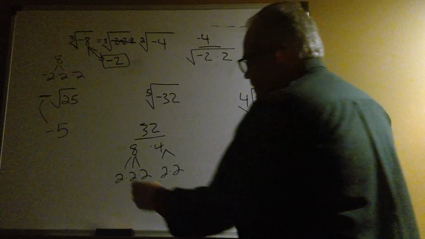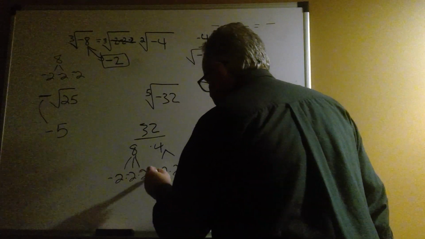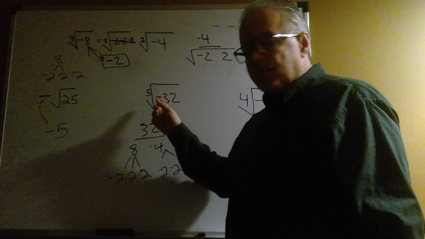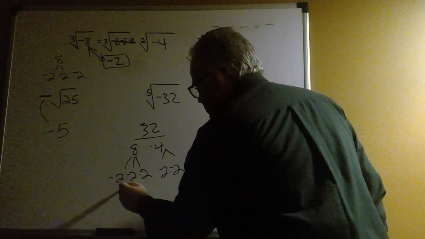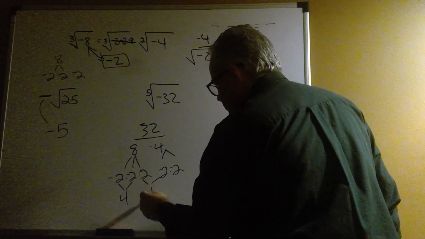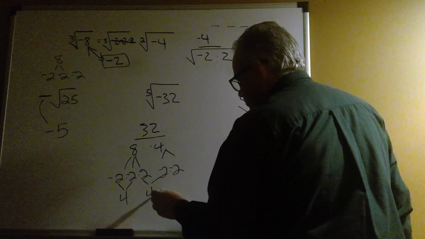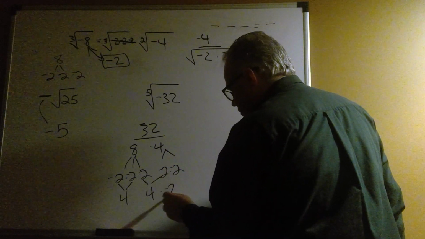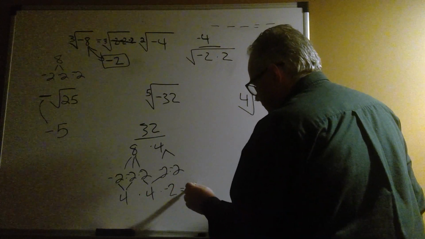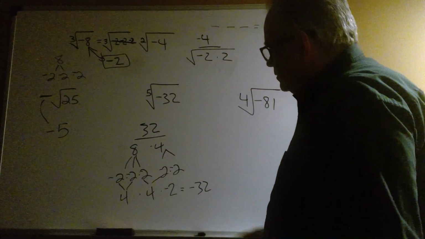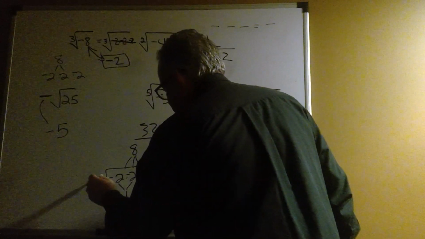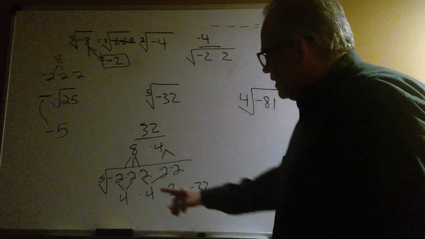So these can all be negatives. If they're all negative numbers, will I have a negative result? Why, sure, because I have an odd number. So this part here, this is negative 2 times negative 2, which is 4. This is negative 2 times negative 2, which is 4. And this is one more negative 2. So what's 4 times negative 2? Negative 32.